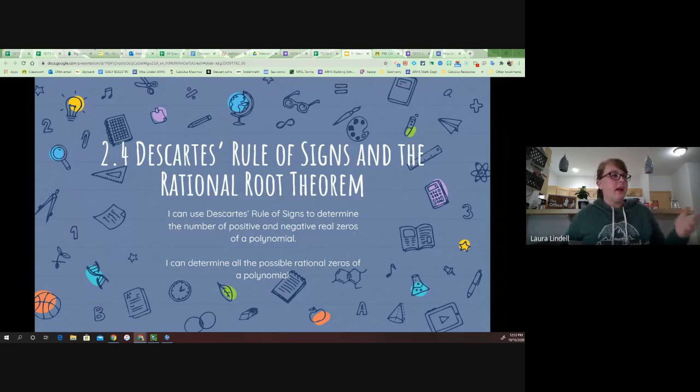So Descartes' rule of signs is going to be able to tell us the possible number of positive and negative real zeros of a polynomial. And then the rational root theorem would tell us all the possible rational zeros of a polynomial. So if you've encountered something that you cannot factor, this is where the rational root theorem comes in handy. You can try dividing different things out, and it kind of tells you where to start dividing.